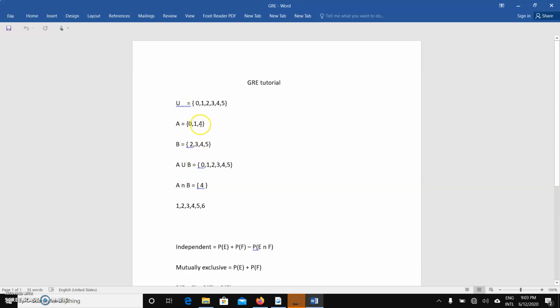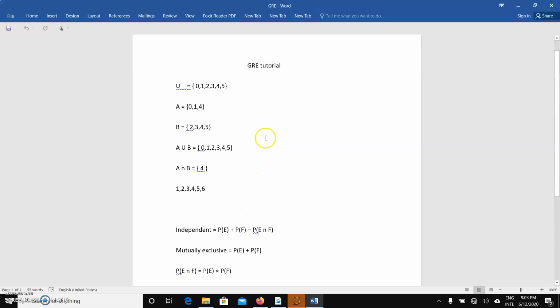If you look at set A, you have 4. Set B, you have 4. So 4 appears in the two. That means 4 is the intersect. You understand? So that's just that. I hope you understand.